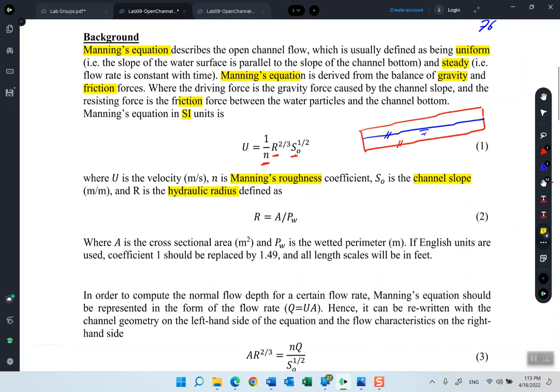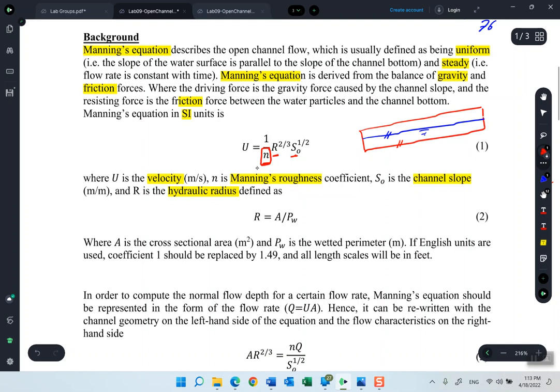So it's easy to know the physical meaning behind the channel slope. It's something that you can sense. It's also physical meaning to sense the velocity. But what about the Manning coefficient and hydraulic radius? So let's start with the Manning coefficient.